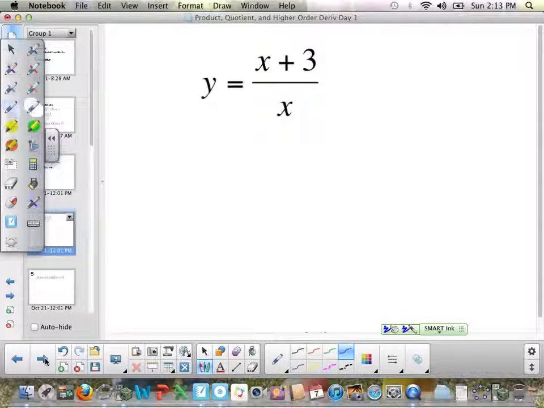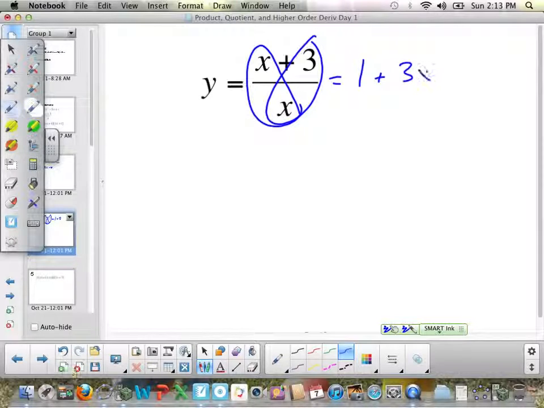Number 2, y equals x plus 3 over x. We'll do this as a 2 on 1. We'll split this into two fractions. x over x, which is 1, and 3 over x, which is 3x to the negative 1. And then we can do our y prime, our derivative. Derivative of 1 is 0. Apply the power rule and the constant multiple rule. We get negative 3x, power negative 1 down to negative 2.